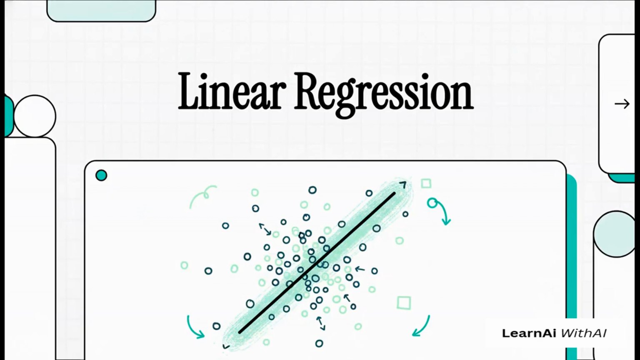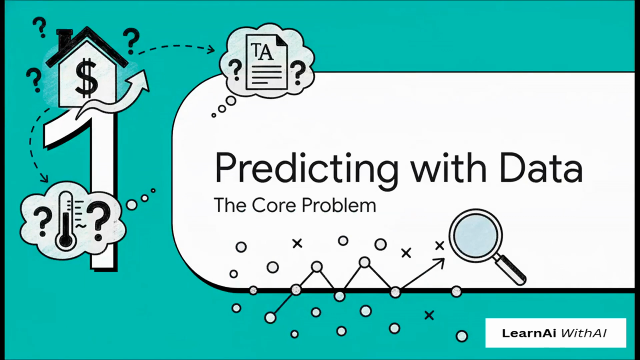So in this explainer, we are diving into one of the most fundamental ideas in data science, linear regression. It's this incredible technique for finding clear, simple patterns in what can look like, well, just a bunch of messy, noisy data. Let's get into it. Okay, so first up, predicting with data. Let's start with the basic problem.